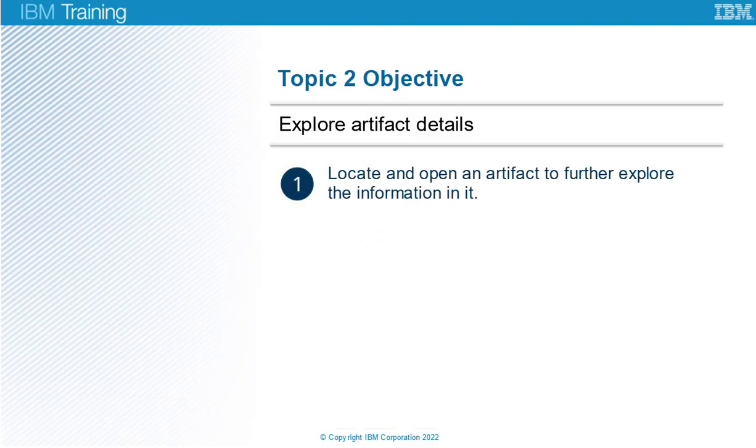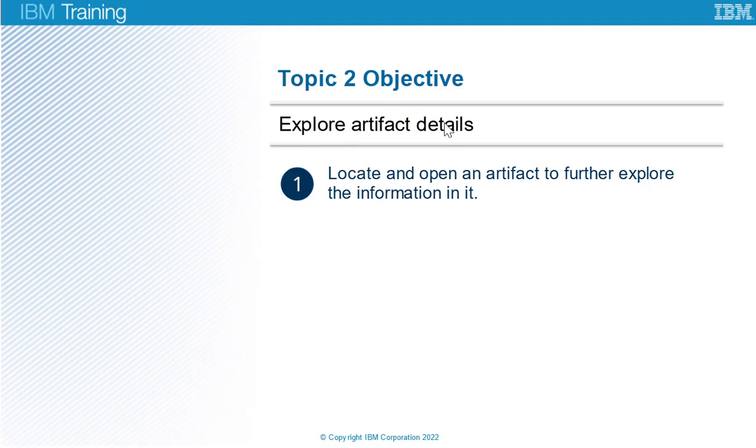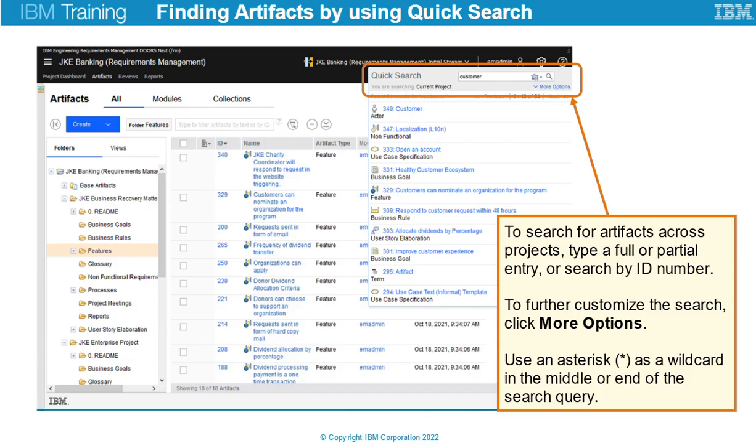In this topic, we will explore artifact details by locating and opening an artifact. To search for artifacts in one project, or across all of the projects that are in a repository in the DOORS Next application, use the Quick Search field. You can search by text in the artifact or by ID.